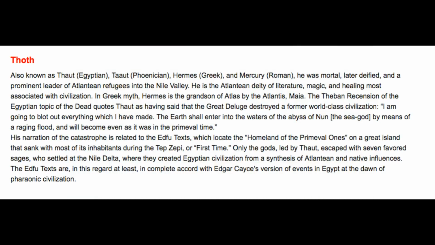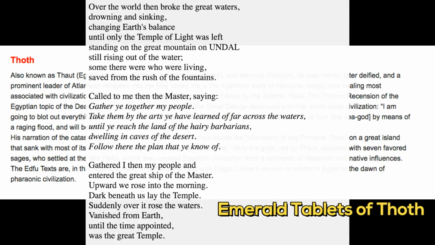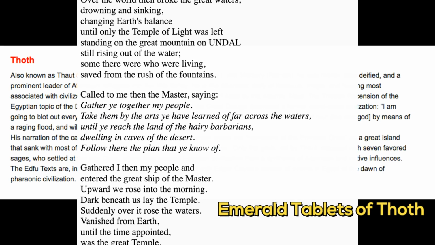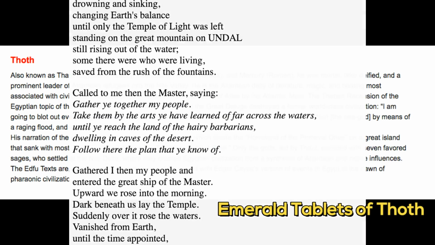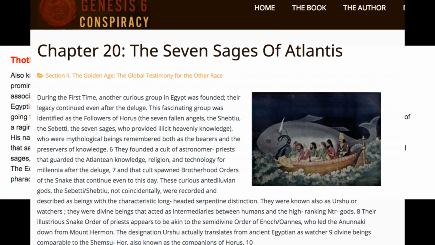All right, so Thoth is saying this, just like the angel that appeared to Noah was telling Noah what was going to happen, so they prepared him. It says here his narration of the catastrophe is related to the Edfu text, which locates the homeland of the primeval ones on a great island that sank with most of its inhabitants during the Tep Zepi, or the First Time. Only the gods led by Thoth. Who are these gods? Are these the monarchs before the flood, the biblical monarchs? We'll see. Led by Thoth, they escaped with seven favored sages.